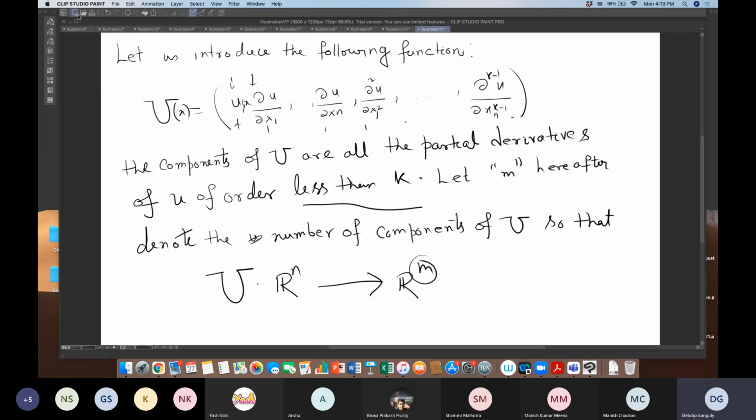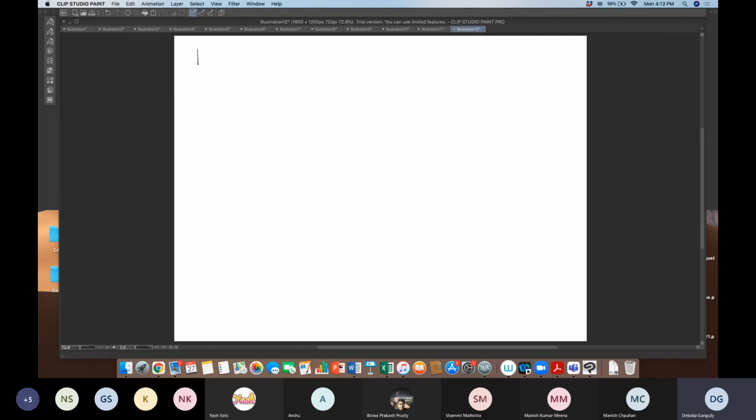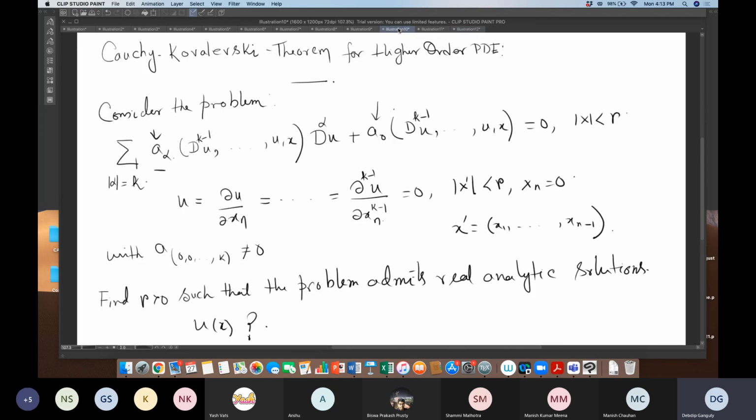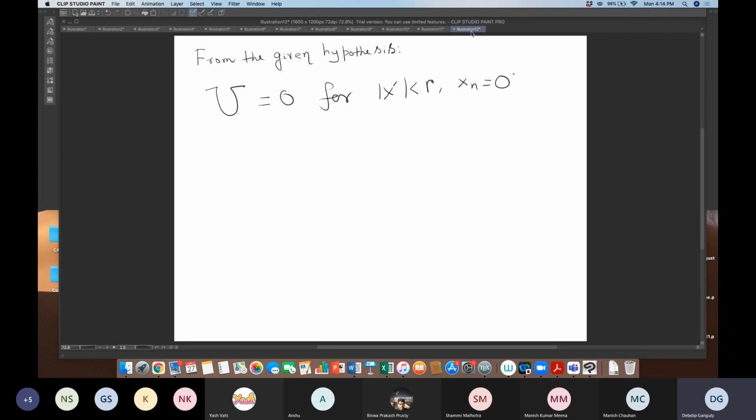Also, from the given hypothesis, capital U is equal to 0 for mod x prime less than r with xn equal to 0, because from the given hypothesis all possible derivatives of u are 0 for x prime less than r and xn equal to 0. That means somewhere here this is 0.